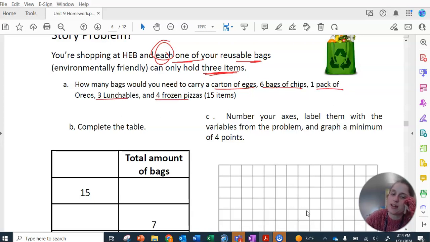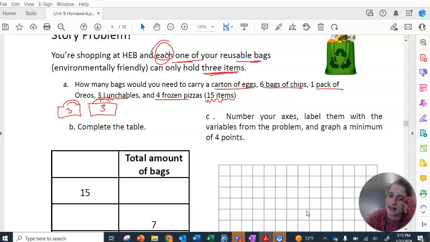Oh, they even did the math for us. That's so nice. And by they, I mean me. I did it. You're welcome. That's 15 items. So one bag can hold 3 of those things. 2 bags holds 3 and 3. That's okay. Yep, that's 6.